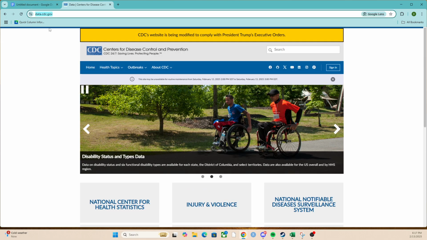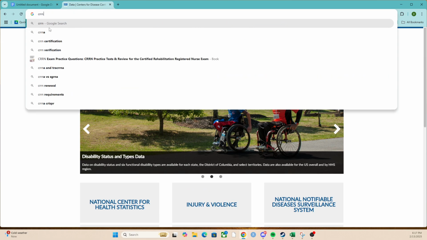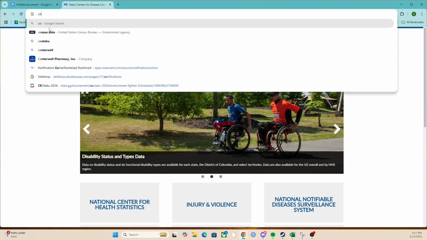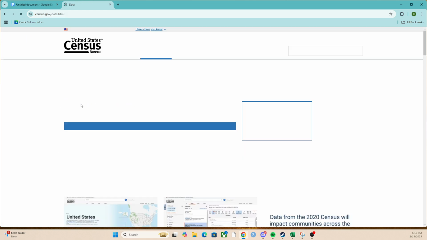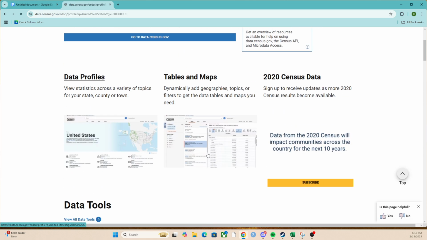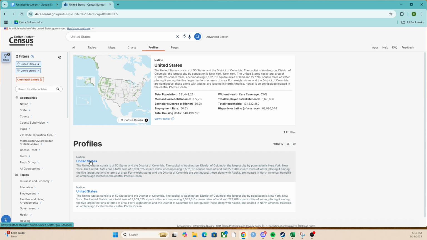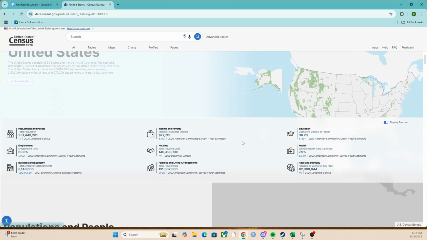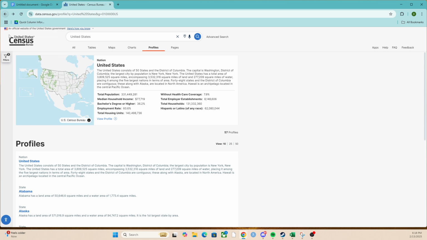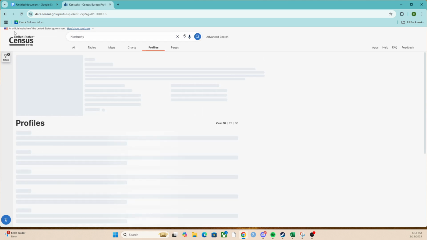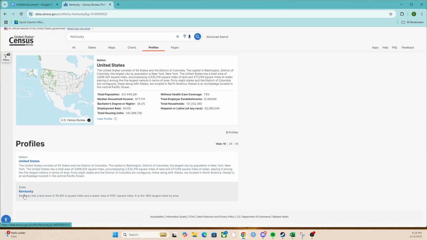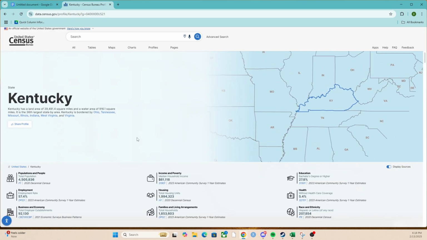Another place you can check for data is the census. So we can go to the Census Bureau and click on the data tab here. This will give you profiles of the United States. It gives you the income and poverty, the education, health. If you want data on states, this is where you'd want to go. So let's say that you want Kentucky data. We click on Kentucky down here, and we get our Kentucky data.